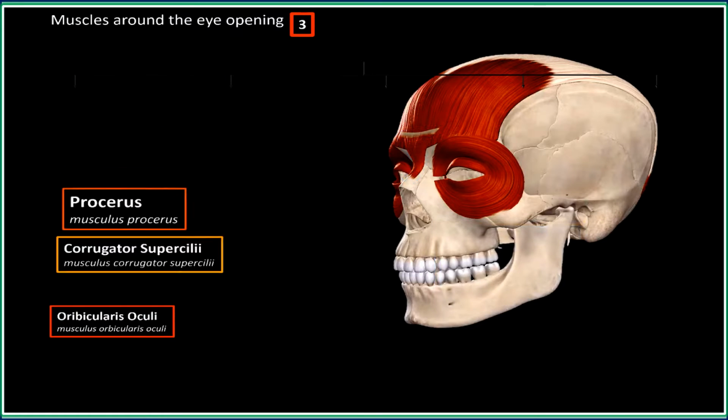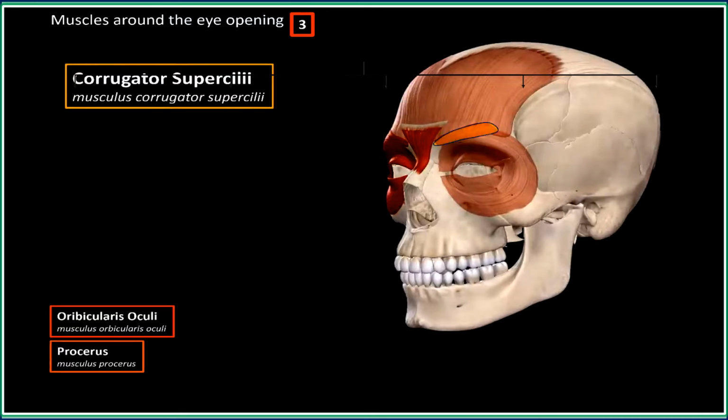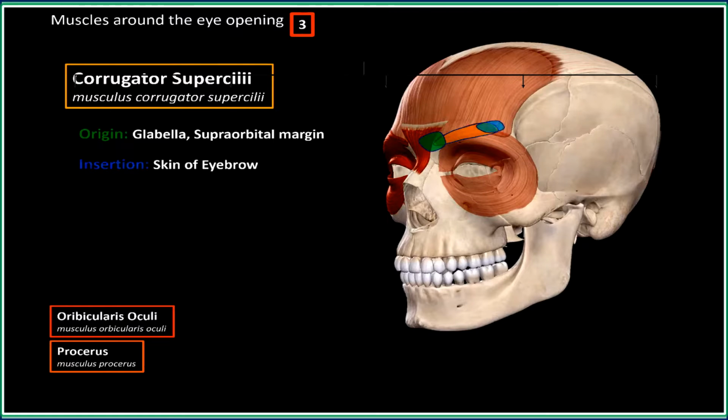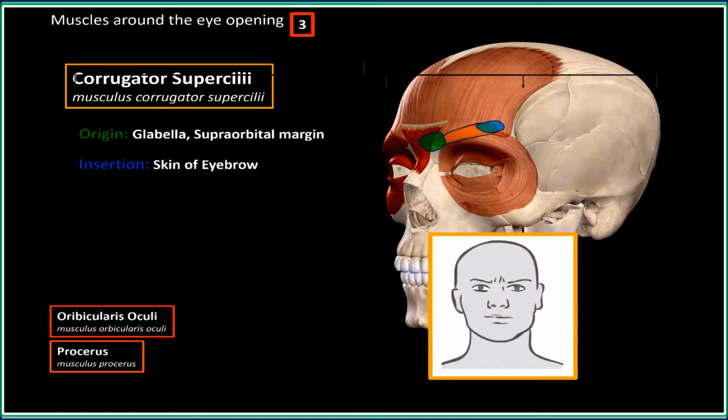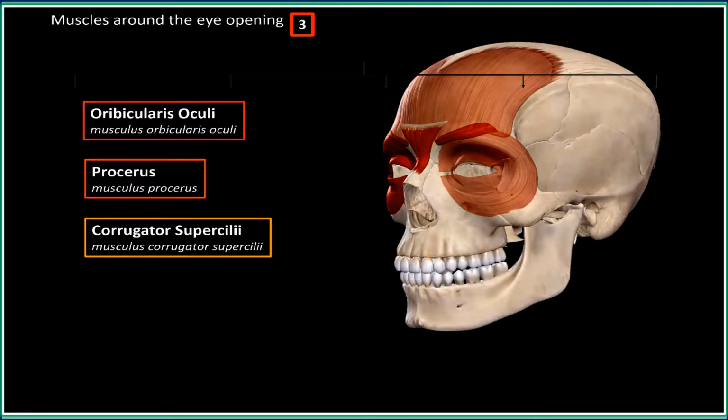Alright, the last one is the corrugator supercilii, which are located here in the eyebrows. This muscle originates from the glabella and the supraorbital margin, and it inserts at the skin of the eyebrows. And when this muscle contracts, it pulls the eyebrows medially and inferiorly and forms vertical lines above the root of the nose, forming the facial expression of frowning and pain, as you see here. So those are the muscles around the eye opening.